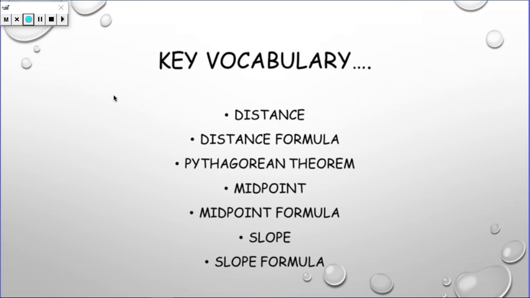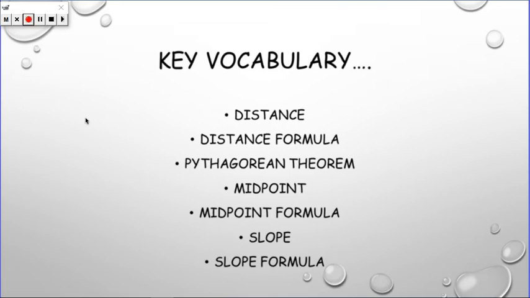Okay, I'm going to show you what all of these words mean. Distance just means the space in between 2 points, and then there's a formula that goes along with that. You do not have to memorize that formula. That formula is on your formula sheet, and you already know Pythagoras Theorem. Midpoint is the middle of a line that is on a coordinate plane. Then I want to show you the midpoint formula. You also do not have to memorize that.